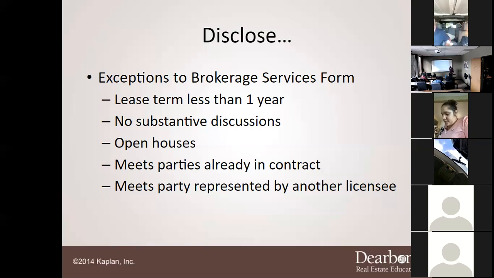So if the parties are already under a contract, you might not need a brokerage services form. If we already have a buyer rep or a listing agreement, then we technically wouldn't need one. I'd probably give it to them anyways. Like I said, Justin tells me all the time, cover or CYA.